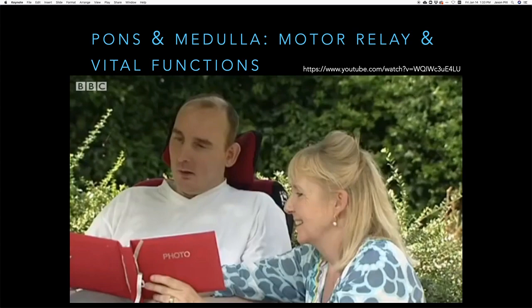When we have damage in the medulla, most often we have life-threatening illnesses. When we have damage in the pons, one of the things that we can see is locked-in syndrome, and here's an example of it.